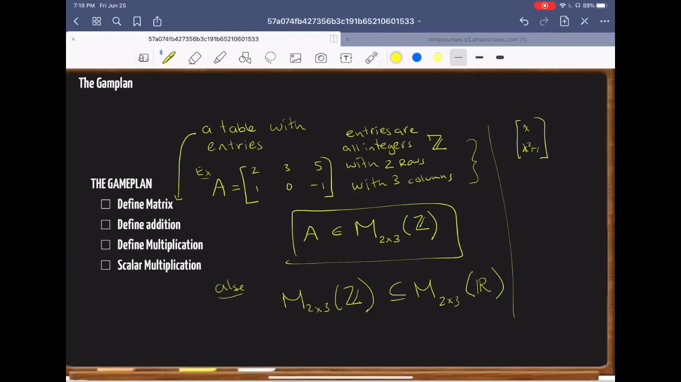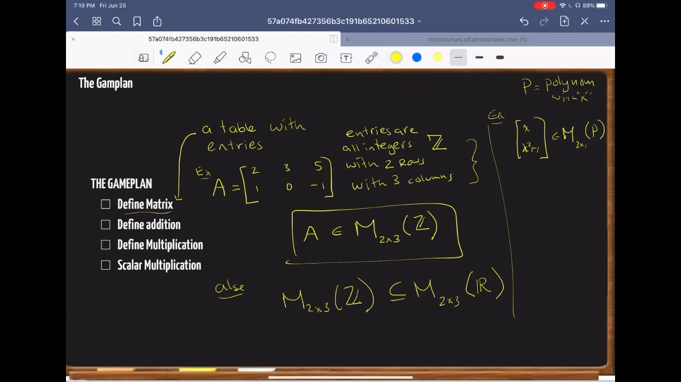And this would be an element, let's say P is equal to the collection of all polynomials with x as the variable. Then I could say that this is a member of the set of all matrices that are 2 by 1 that have polynomial entries. So this would be another example. That's how we define matrices, and that's the common notation.